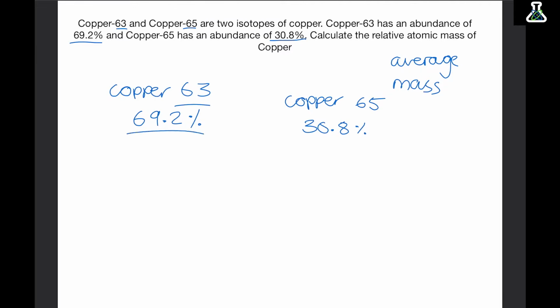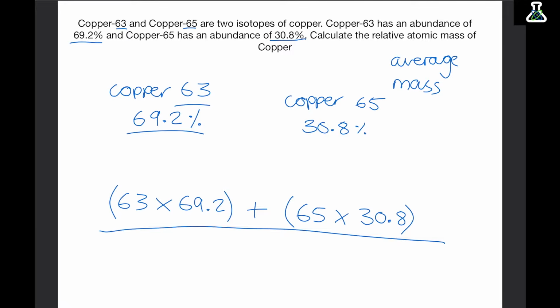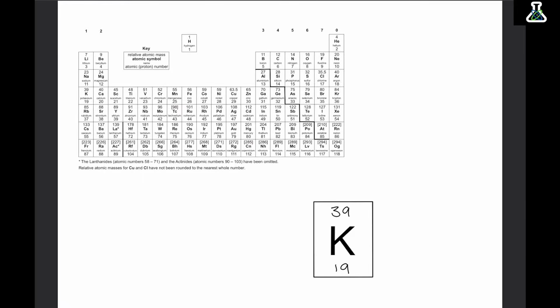So we do the mass times the percent of each isotope, then add them together and divide the whole thing by 100. Now the periodic table is the way that we organise all of the elements that we know.